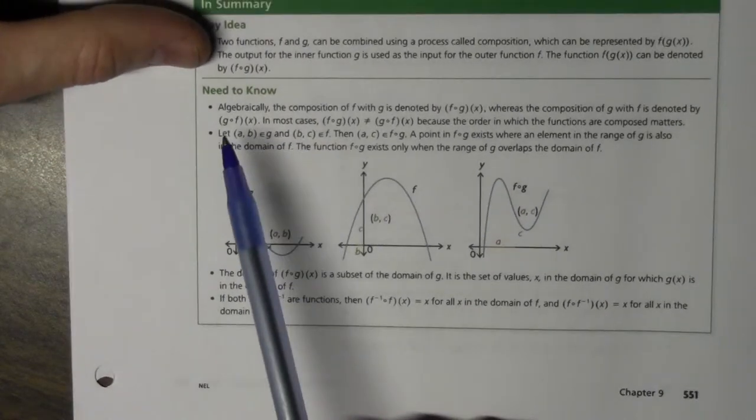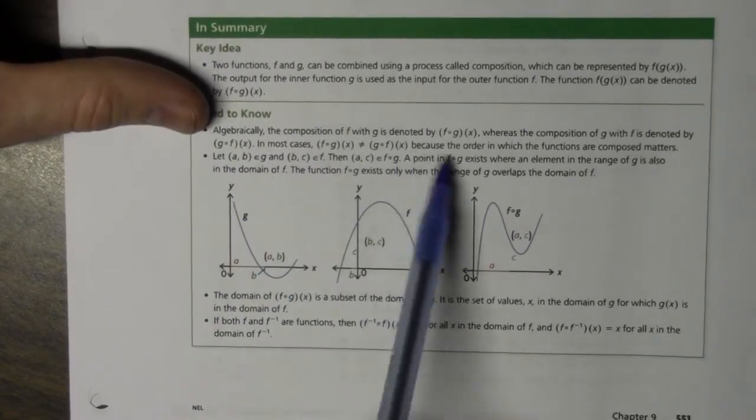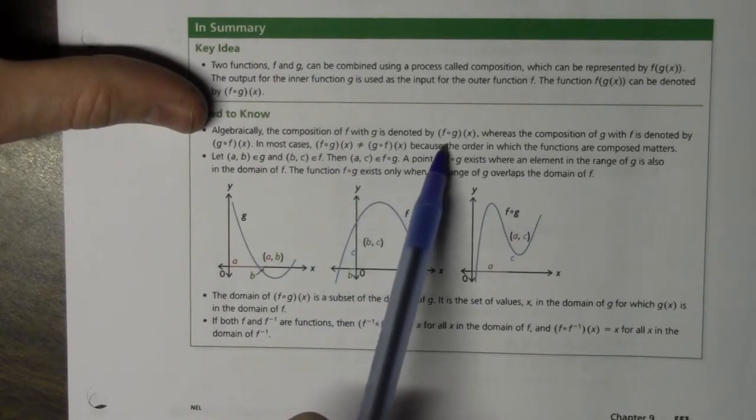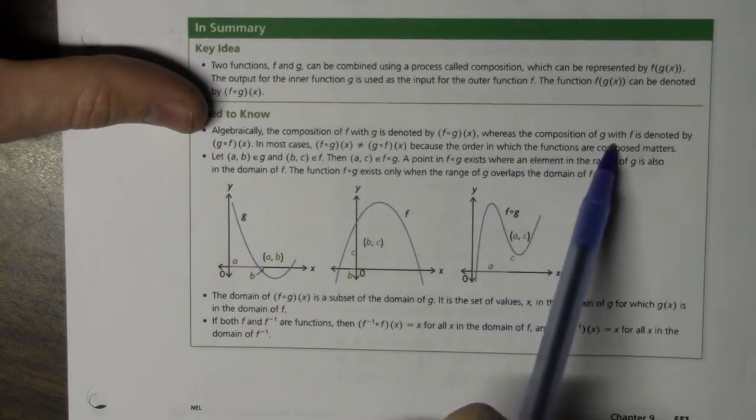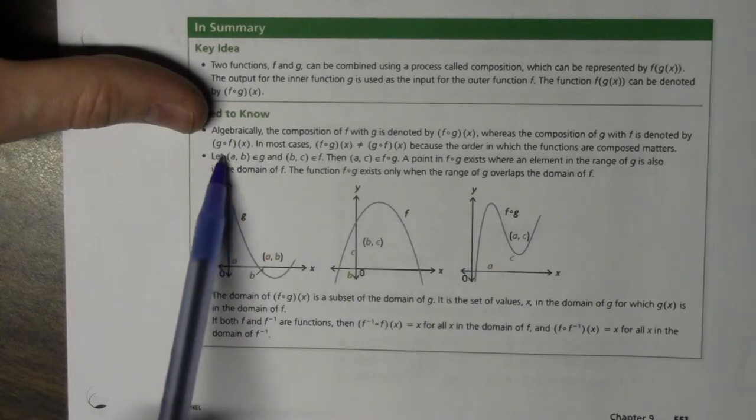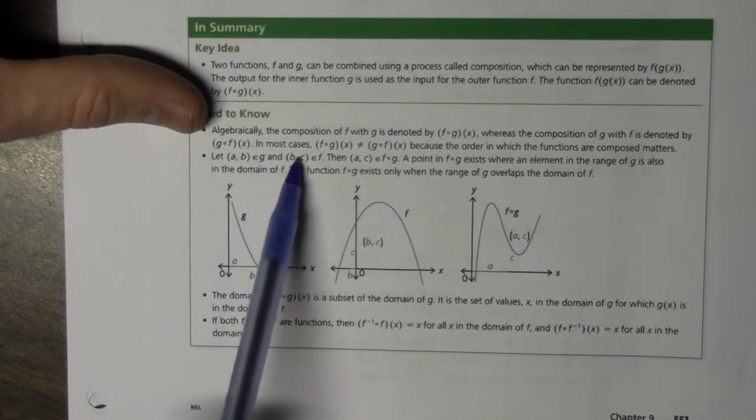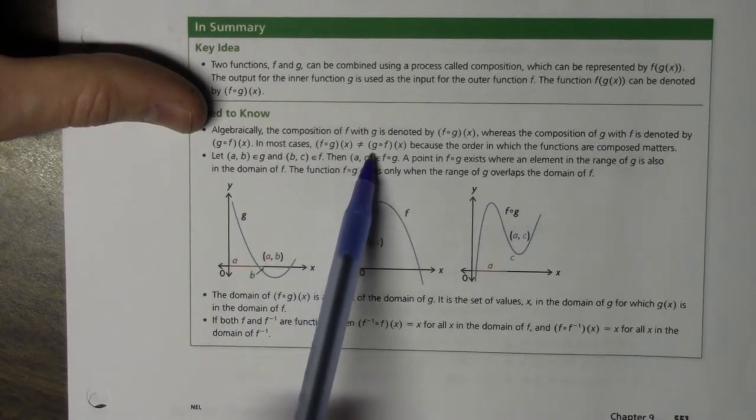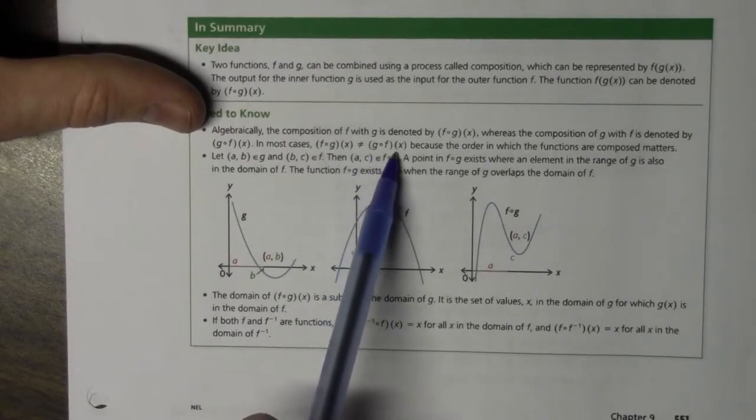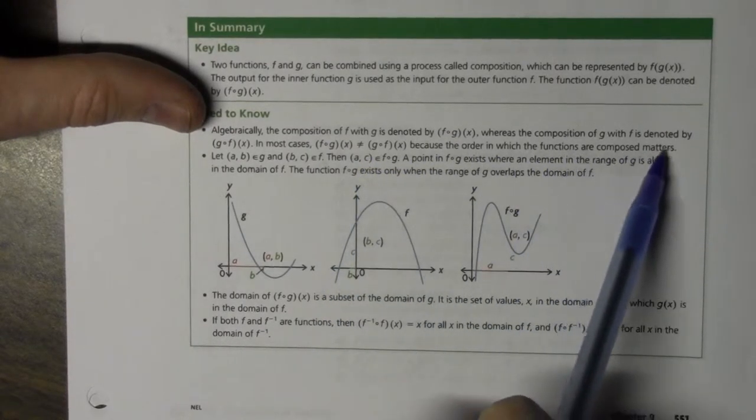All right, we need to know. Algebraically, the composition of f with g is denoted by f composed of g at x, whereas the composition of g with f is denoted by g composed of f at x. In most cases, f composed of g at x is not equal to g composed of f at x, because the order in which the functions are composed matters.